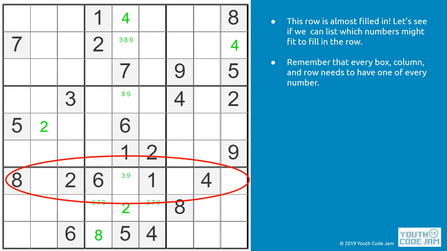So we have 6. What about 7? This box could be a 7. This box could be a 7. Or this box could be a 7. So let's add in our little 7s here. And this column already has an 8 and it already has a 9, so that's all we can do for now. Let's take a look at this box that's almost filled in.